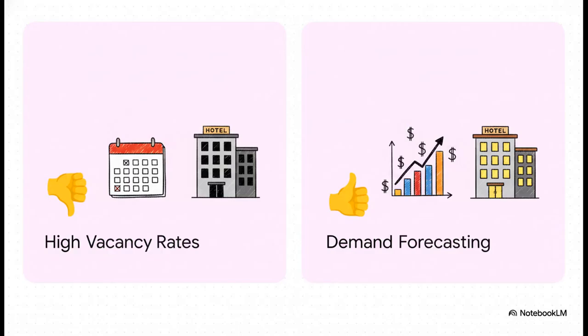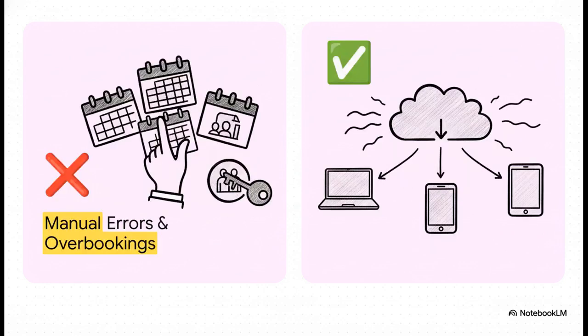So, remember that problem of high vacancy rates? Well, instead of just crossing your fingers and hoping for bookings, we tackle it head-on with strategic demand forecasting. What does that mean? It means we price your rooms intelligently based on real data, making sure they get filled, whether it's the peak of high season or a traditionally quiet week. And what about all that stress from manual errors and the fear of overbooking? With our automated distribution, that just goes away.